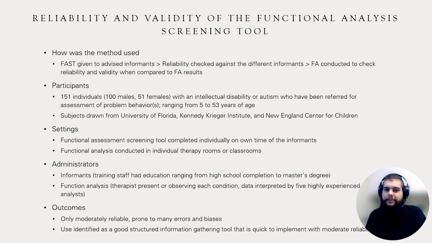The outcomes of the study showed that the FAST is moderately reliable. This is in part due to how much room there is for errors and personal biases when completed by the informant, as well as the only moderate validity when compared with functional analyses. However, it has been identified as a useful tool to help gather information in a uniform way, providing some levels of reliability and validity, although not extensive. Allowing it to be properly used as a good jumping off point if time is limited and you intend to do more interviews or assessments based on what you have learned.